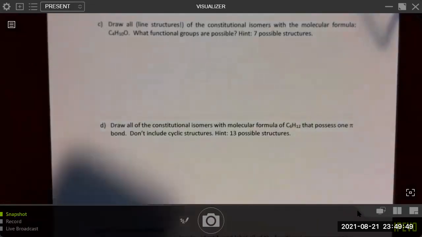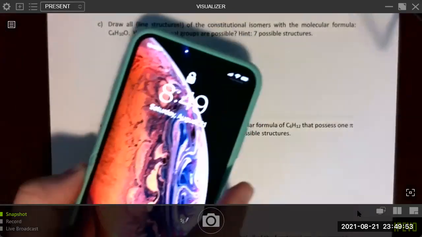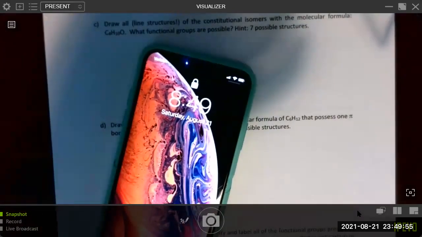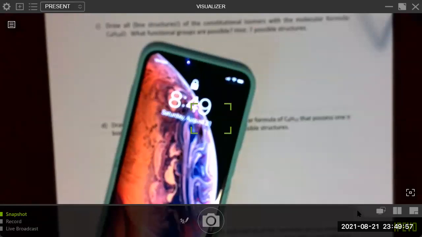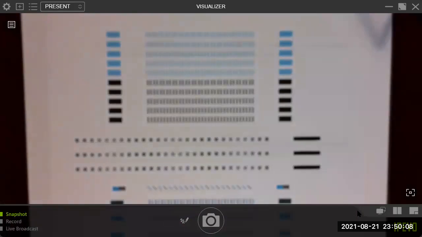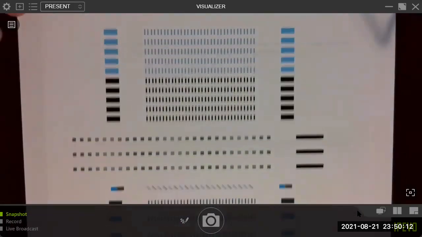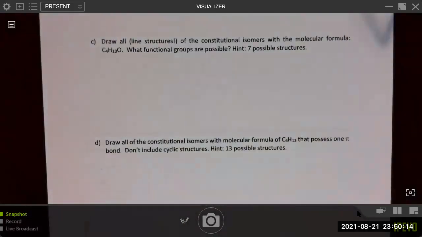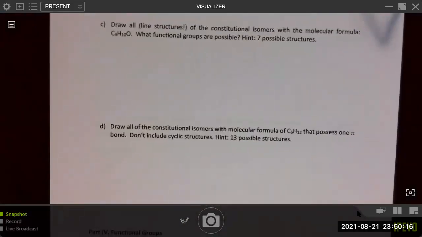First, I'm going to use my phone so that it will focus. Fine, it doesn't work. Okay, how about this page? Perfect. All right, I just want it to focus better so you guys can see it properly.